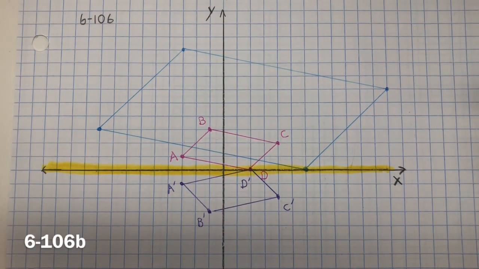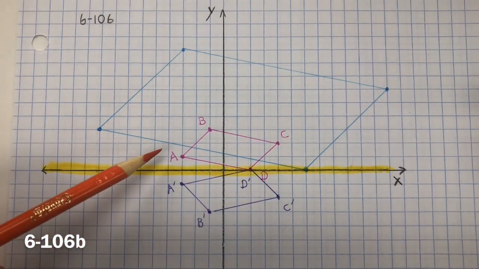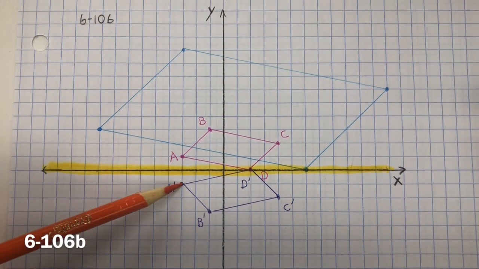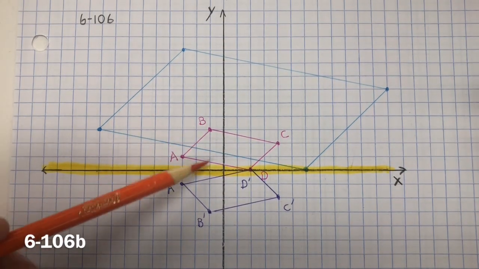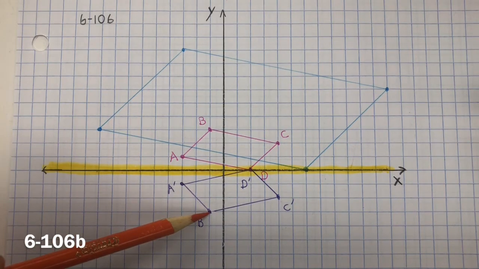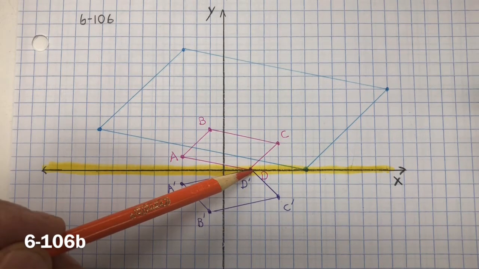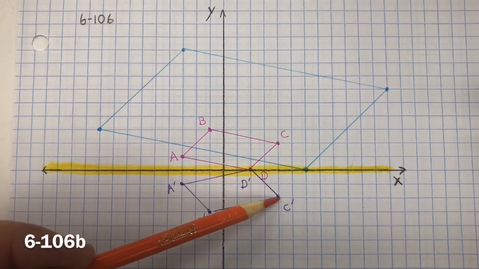In part B, you're going to reflect the shape across the x-axis. So I highlight the x-axis so I don't forget which axis to reflect over. And if A is 1 unit above, A prime is going to be 1 unit below. B is 3 units above the x-axis. B prime is going to be -3. D is on the x-axis, so D prime stays on the x-axis. And C is 2 units above, and C prime is 2 units below.